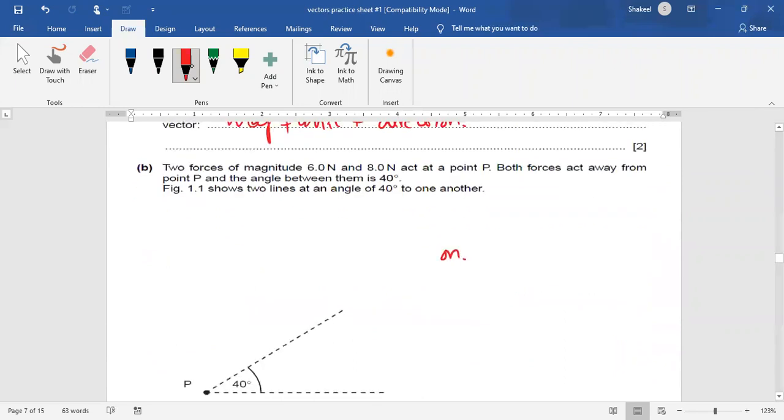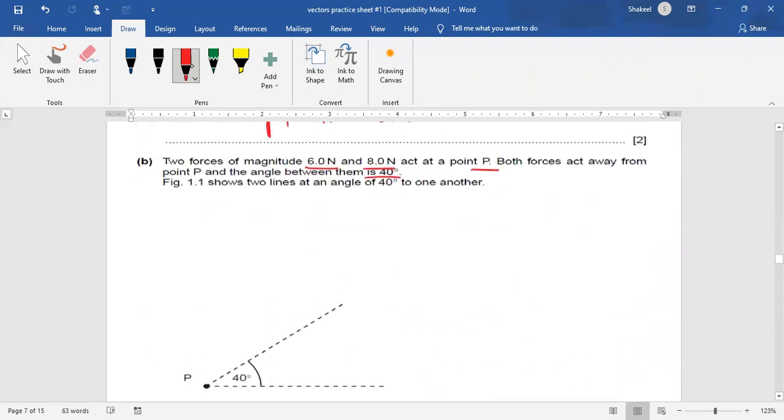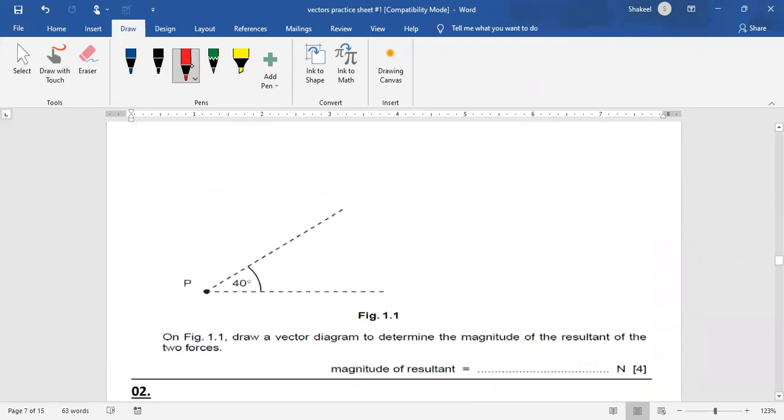The next question: two forces of 6 Newton and 8 Newton act at point P. Both forces make an angle of 40 degrees, and you have to find the resultant. Let's say one force is over here, which is 8 Newton, and the other force is over here. They have already drawn the angle accurately, 40 degrees.